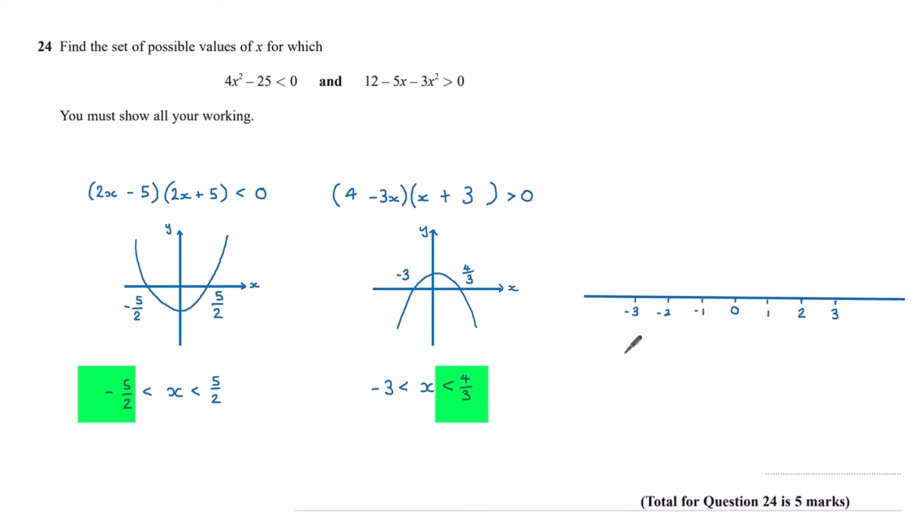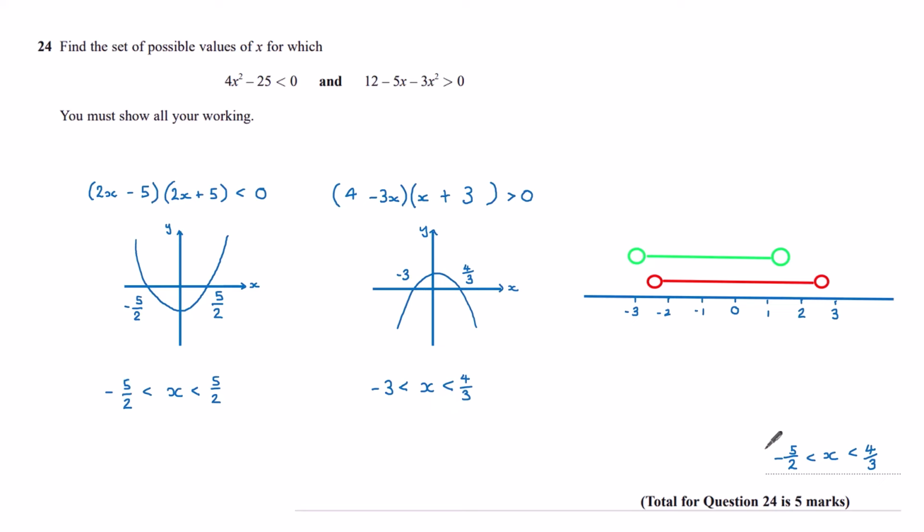We can also see this visually if we have a quick sketch of the inequalities, so being between minus 2.5 and 2.5, and also in between minus 3 and 1 1/3, then the values we are interested in are the overlap of these two inequalities. And so my final answer is that x is between minus 5 over 2 and 4/3.